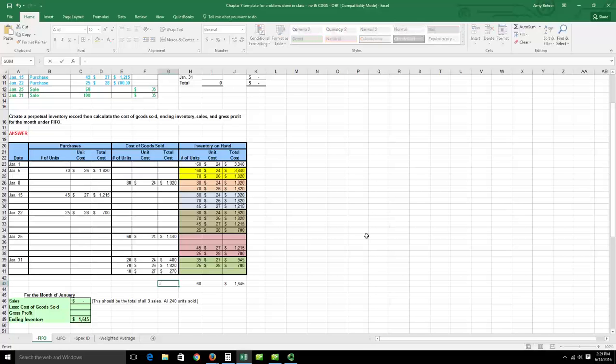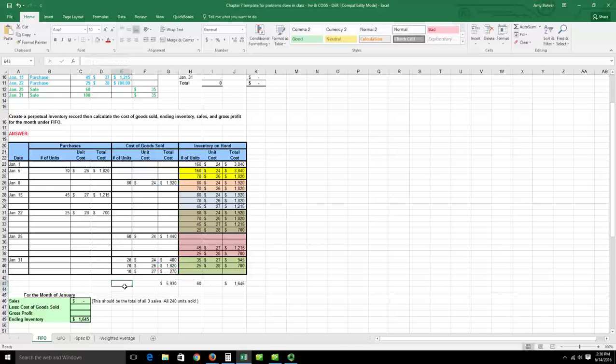So I'm going to do a little calculation here. I'm going to add up 1,920 because that's what those 80 units cost me. 1,440 because that's what those 60 units cost me. And then I'm going to add up all these little costs here for the 100 units that I sold on the last day of the month. So all I'm doing is adding up all of my cost of goods sold for all of the units that I sold during the month. And that's going to give me my total cost of goods sold for the month.